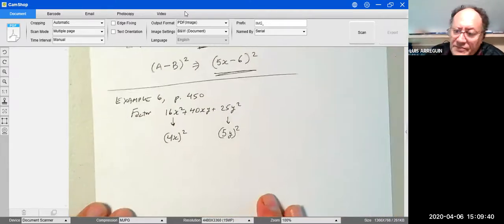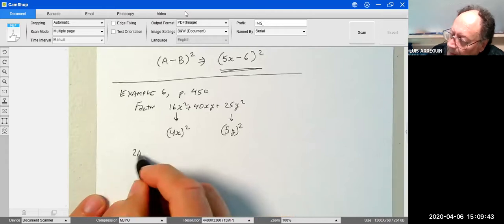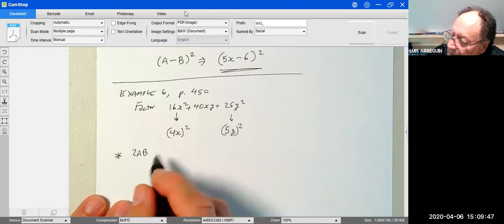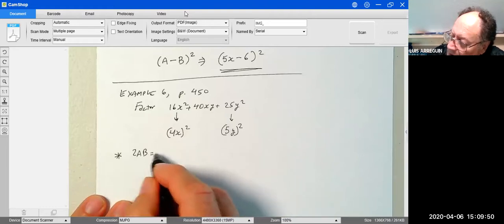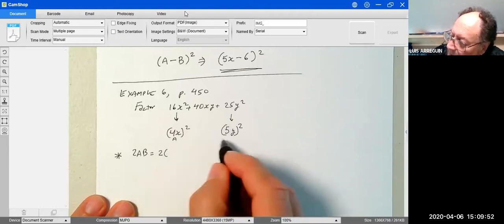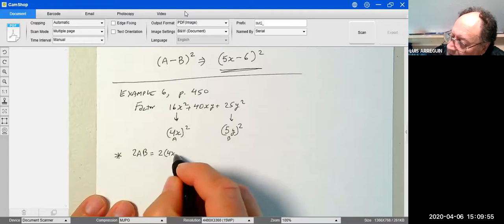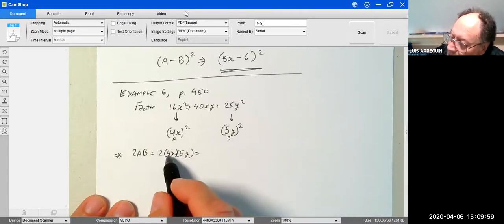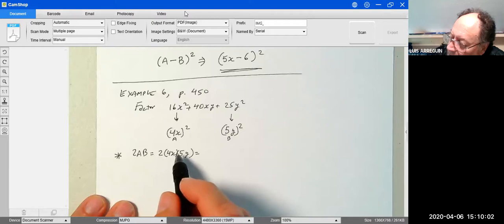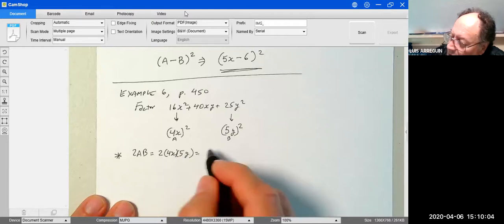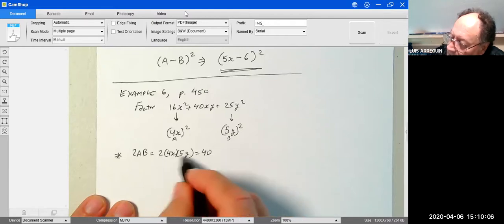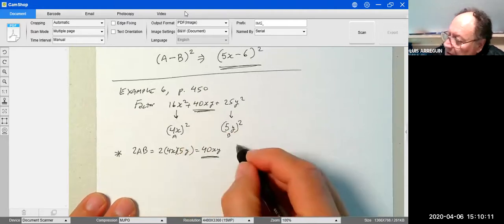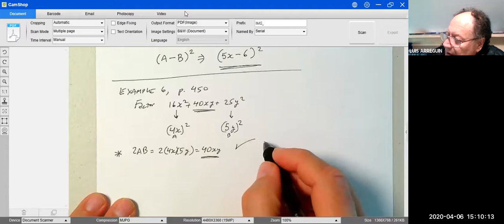So now 2AB. That's the crucial part to find whether this is a perfect square trinomial. 2AB is 2 times A, which is 4x, times B, which is 5y. So this is 2 times 4 is 8, 8 times 5 is 40, and x times y is just xy. So you see that they are matching. So this is another perfect square trinomial.